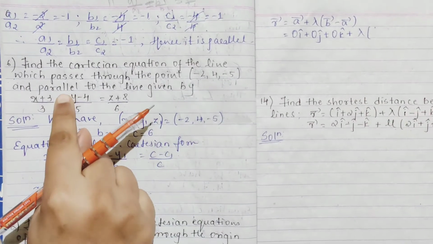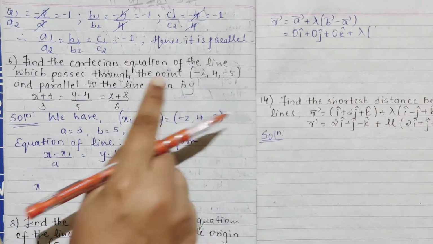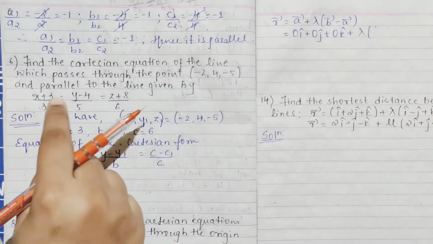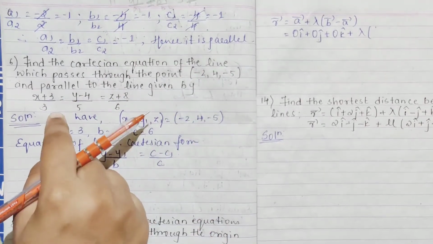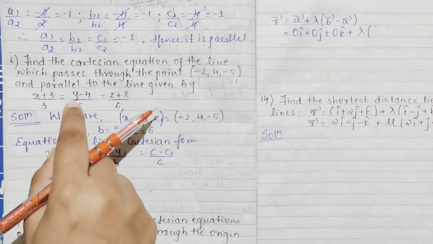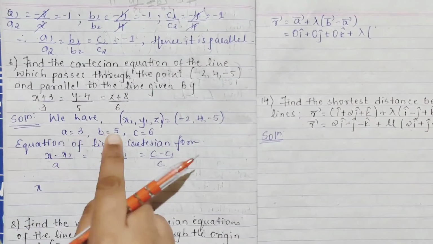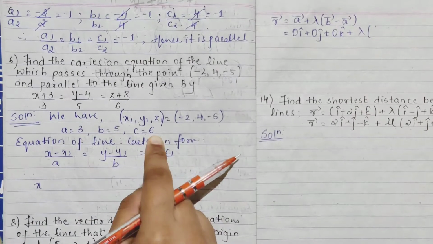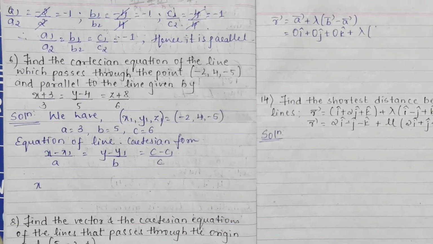Why? Because they have already said this point's line is parallel to this line. So parallel means their ratios will be the same, right? So a1 by a2 you have to take. So these are your a, b, c. So you have taken a is equal to 3, b is equal to 5, c is equal to 6. Now form the equation. Simple.